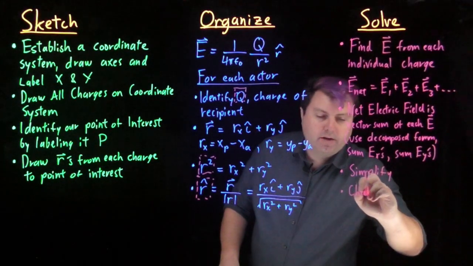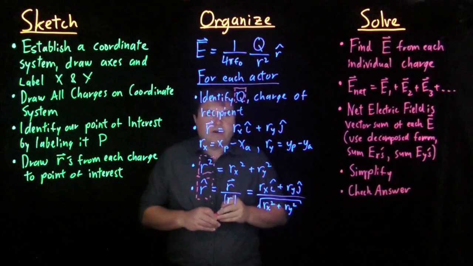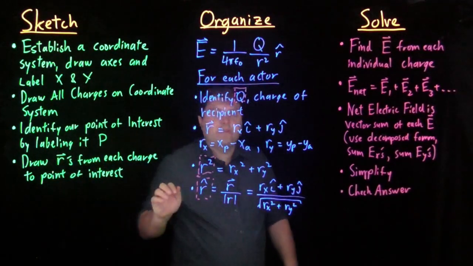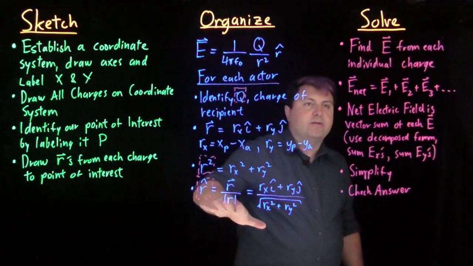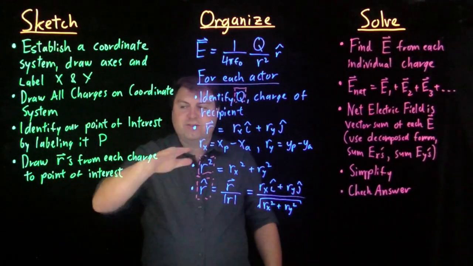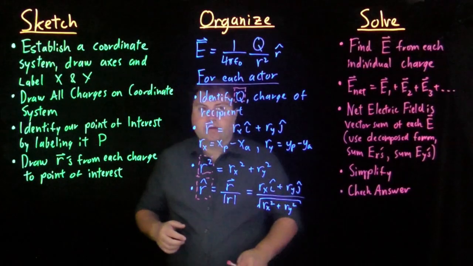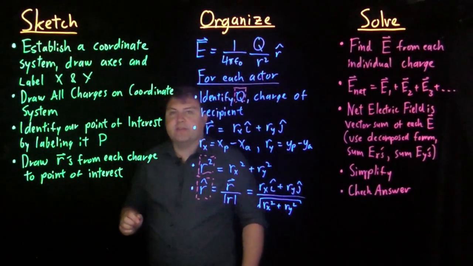And check our answer. So as we check our answer, then we can go back to our sketch step and draw the individual electric fields now that we've done all the math involving the r vectors and don't confuse ourselves. Or we can just check which direction we expect it to go. So this is how we use Sketch, Organize, Solve to find electric fields of discrete charges.